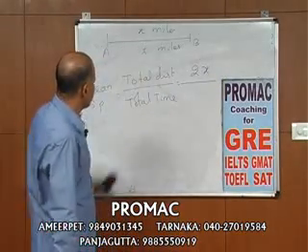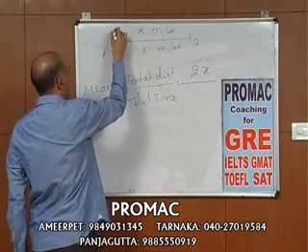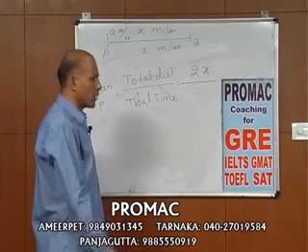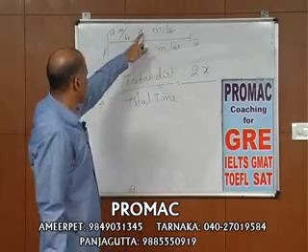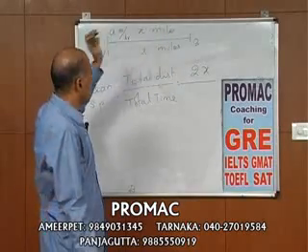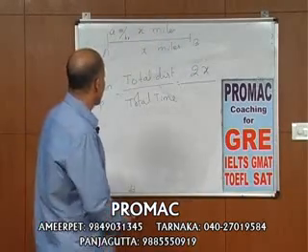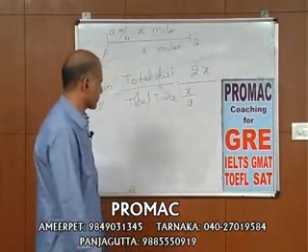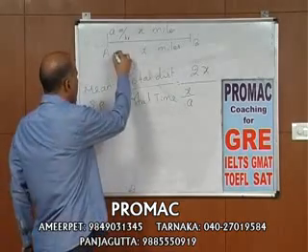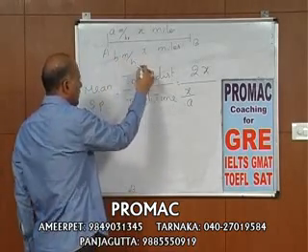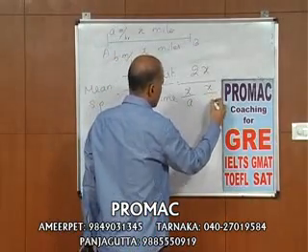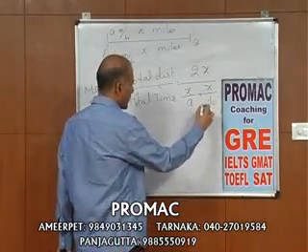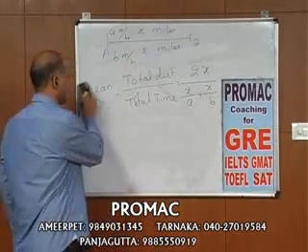What's the total time? x miles I travelled at a speed of a miles per hour. How many hours do I take? Distance by speed will give me time. x miles I travel at a speed of a miles per hour. So the time taken is x by a hours. Return journey I traveled at a speed of b miles per hour. So return journey I have taken x by b hours. What's the total time taken? x by a plus x by b.